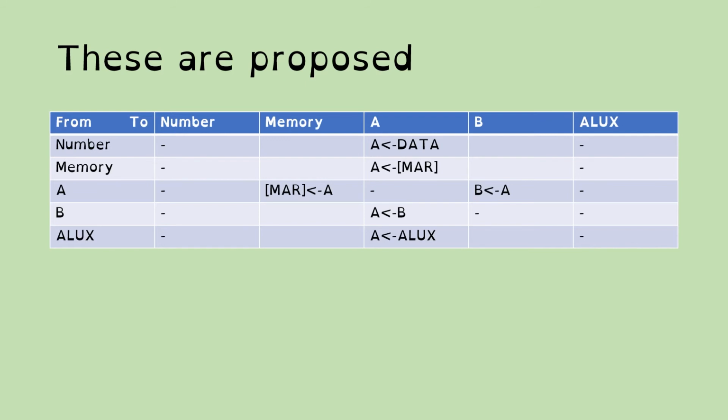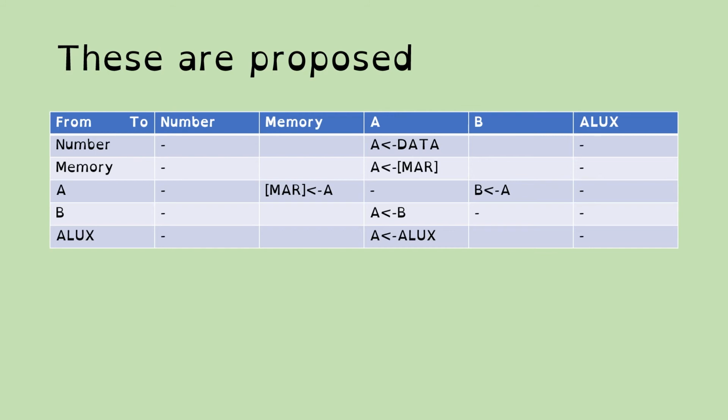So a two-part operation. Then there's the skip, because you don't want to do A to A, and then there's B to A, and then there's ALUX to A. And then at the sides, in this kind of cross shape, we've got the other way around, A to a memory location, and on the right, we've got A going into B.